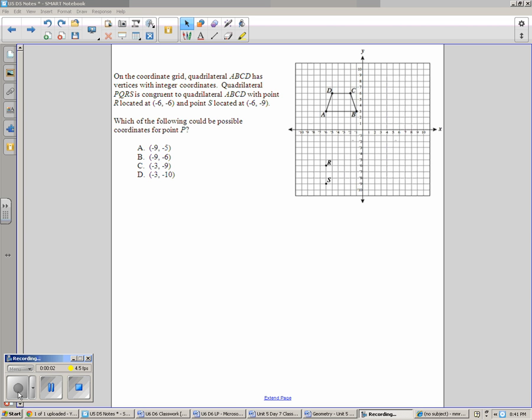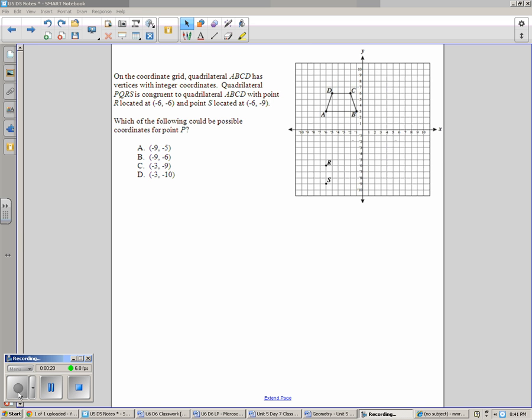Okay, here we go. So before I even read the question, I can tell by the picture that goes with it that we are dealing with quadrilaterals on a graph. Okay? So that gives me an idea of what I'm getting myself into. And now I want to read the question to find out more.